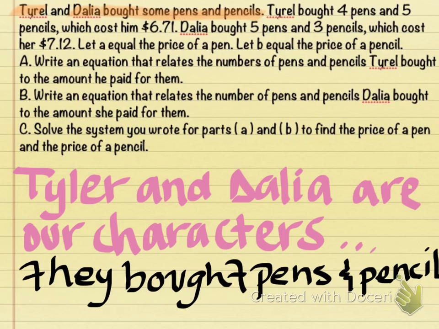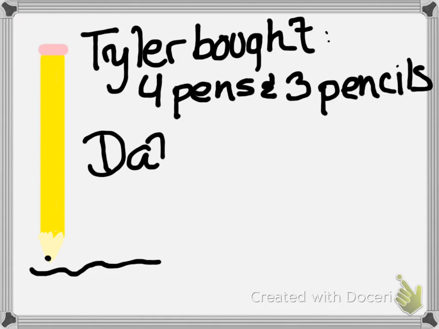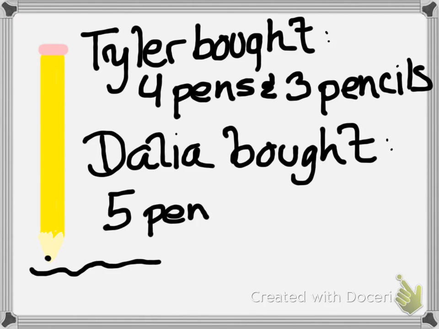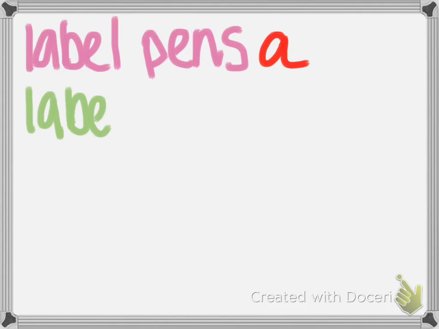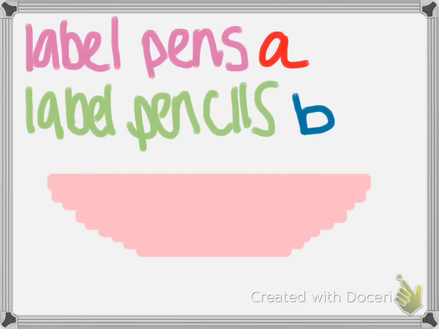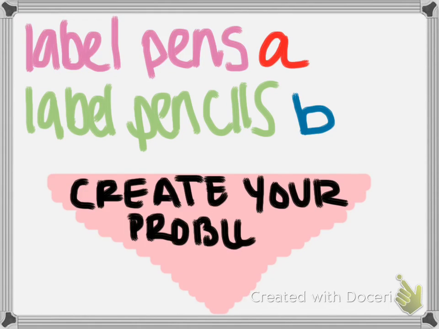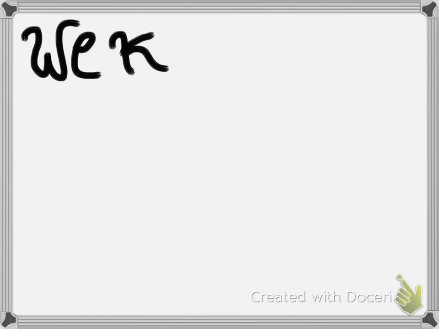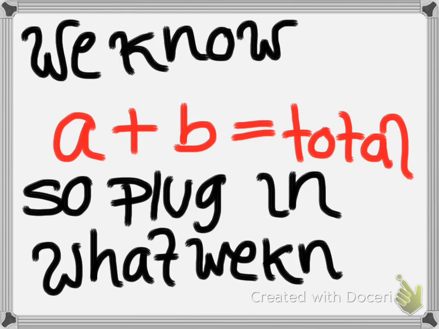They bought pens and pencils. Tyrell bought 4 pens and 5 pencils. Dahlia bought 5 pens and 3 pencils. Label pens A. Label pencils B. Create your problem. We know A plus B equals a total, so plug in what we know.